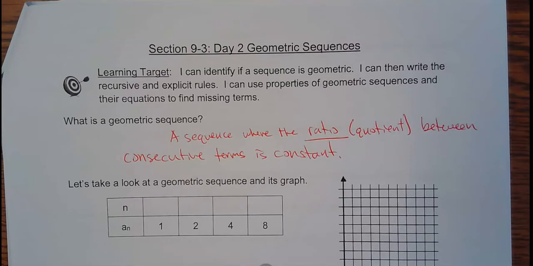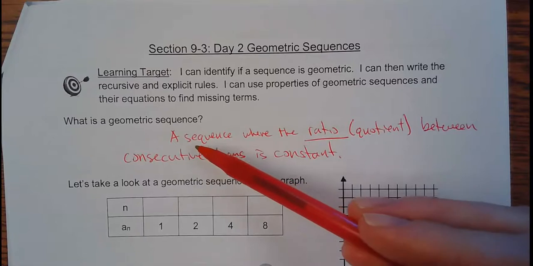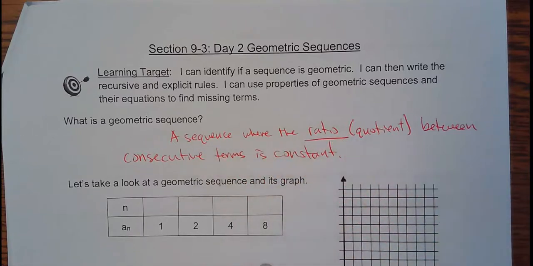So what is a geometric sequence? Well, if you remember from yesterday, arithmetic is when you add the same number every time, so there was a common difference. Here, it's a sequence where consecutive numbers are in the same ratio, which means if you divide them, you get the same quotient every time.